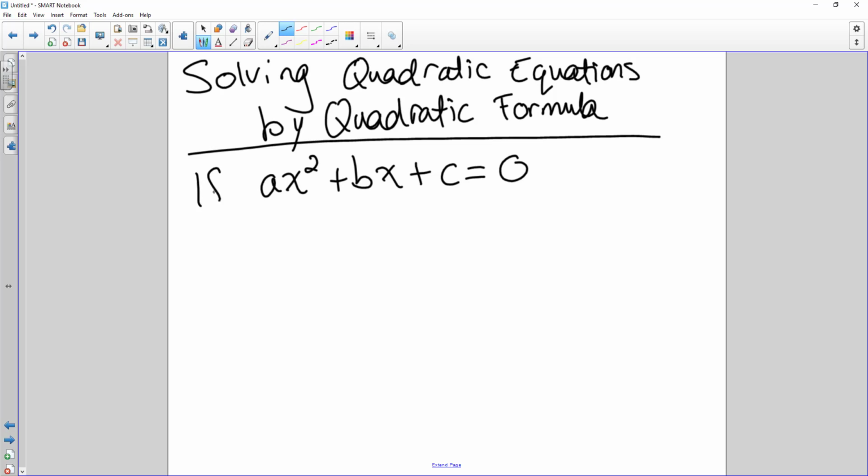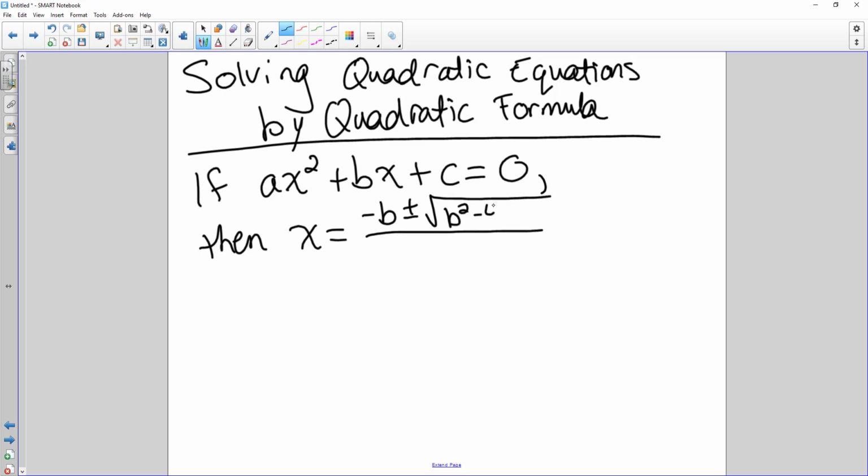So if we have the standard form, then x equals, here's the formula, a big fraction: negative b plus or minus the square root of b squared minus 4ac, over 2 times a. So by plugging in a, b, and c, the coefficients, I can calculate what x is.